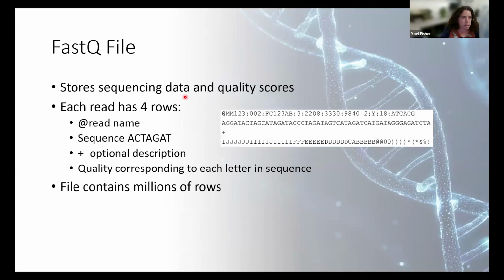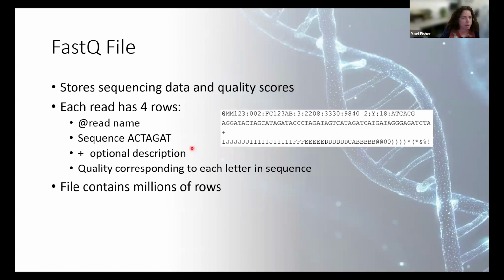FASTQ stores the sequencing data together with quality scores. Each read in the FASTQ file will have 4 rows. The first row starts with an @ sign, and then there is the read name, which is usually assigned electronically by the sequencer. Then it contains our sequence. The third line starts with a plus, and an optional description can be added. In most sequencers that I know, it's kept empty.